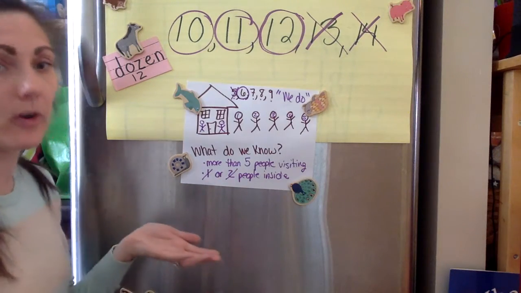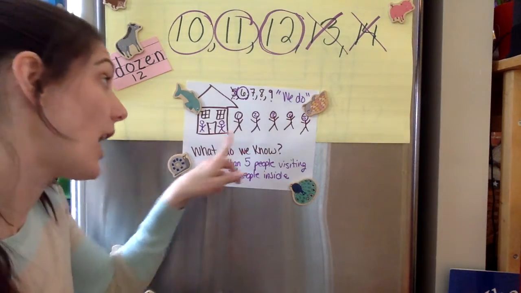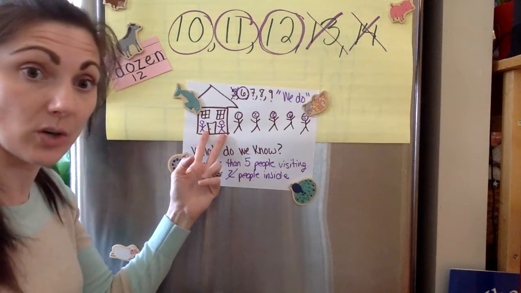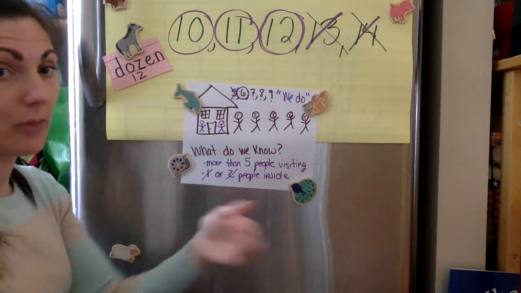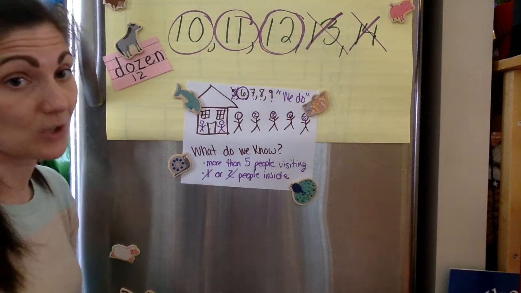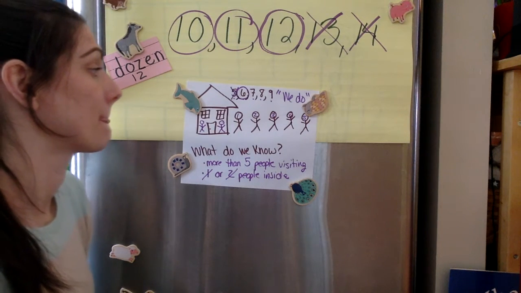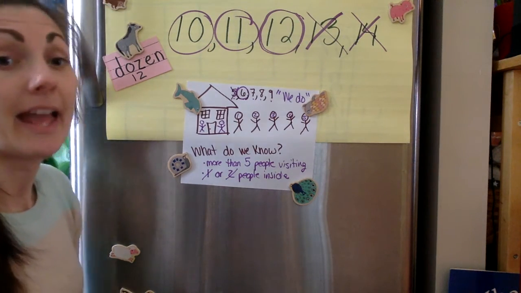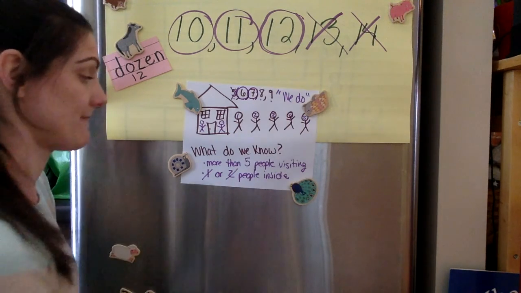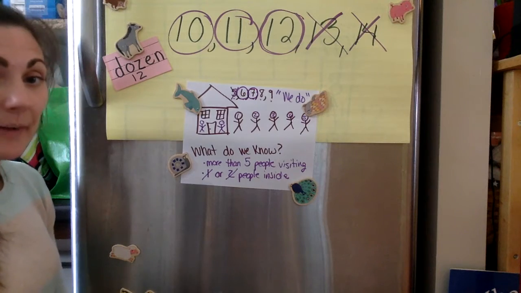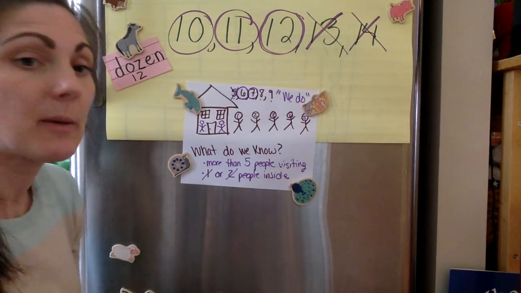So let's see how many people there are now. If you're thinking in your head, you could do 5 plus 2, or you could count them all. Take a minute to either count them all or do 5 plus 2. And you should have gotten 7. Okay. Now, could there be 8 or 9 people in the house?